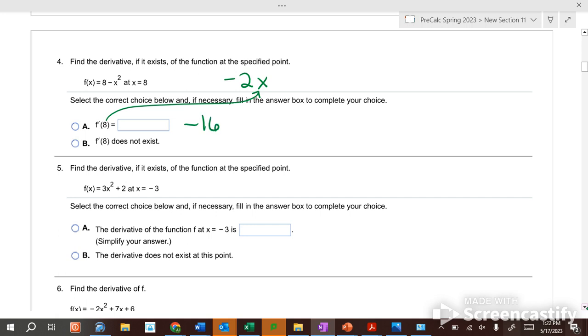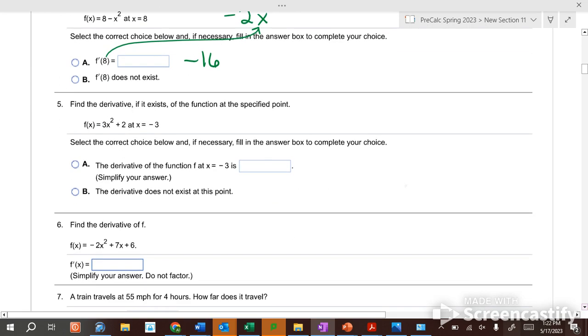Catching all this, Carson? This is like easy peasy now, right? Absolutely. So what's the first derivative of this function?